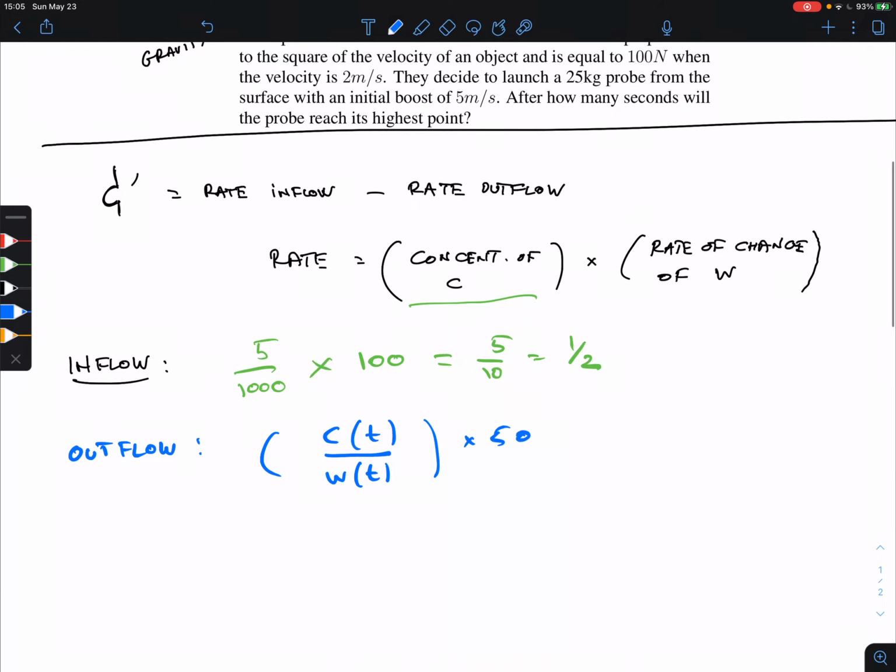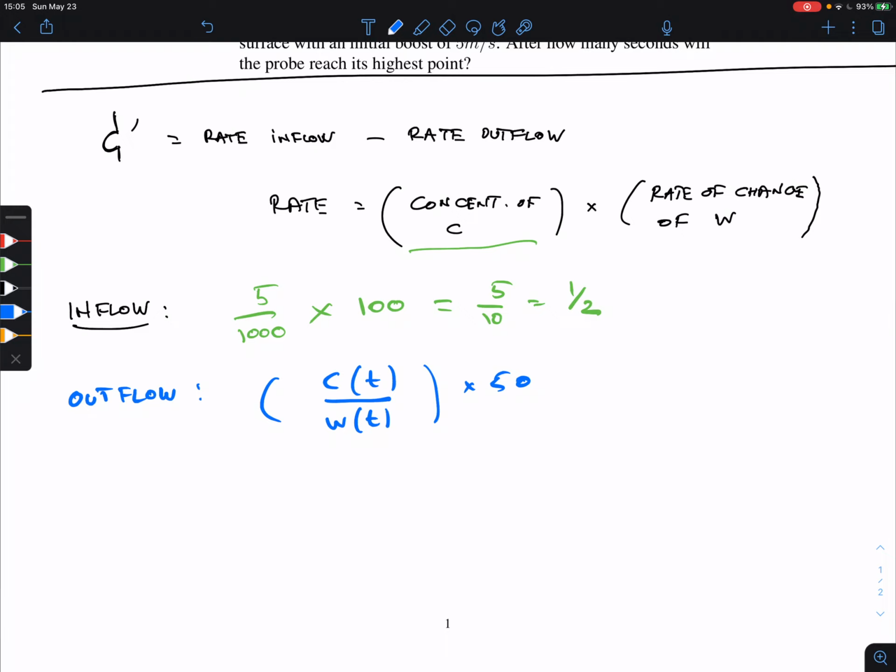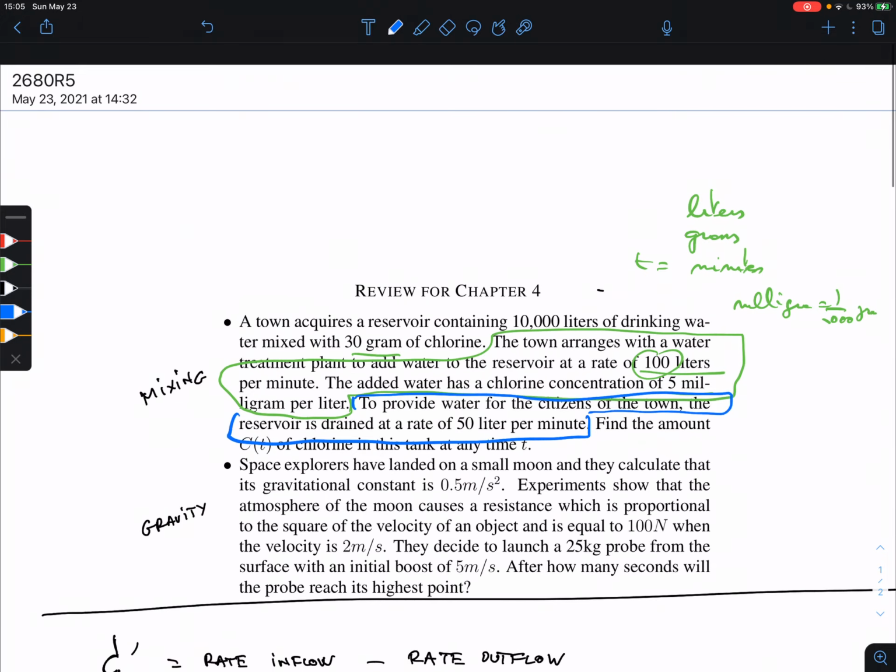So what is this? Now, C, we're setting up a differential equation for C. So it's okay that we don't know C. We can leave C as it is, but W is something new. So can we figure out W? Yes, that is not hard, because W is the amount of water, but we know exactly what happens.